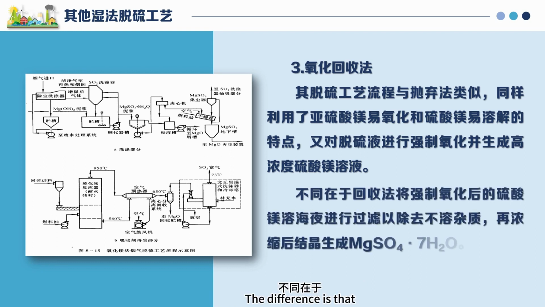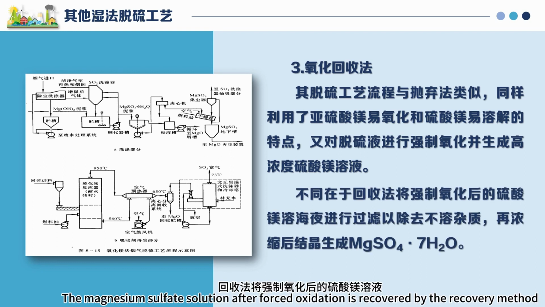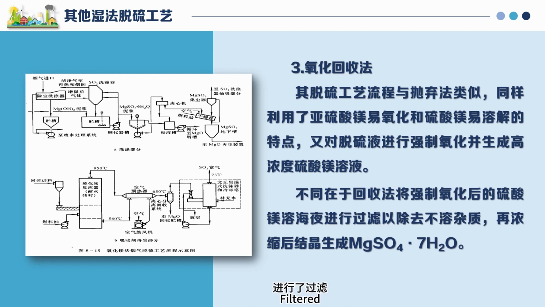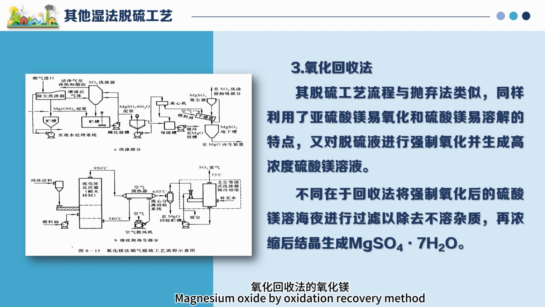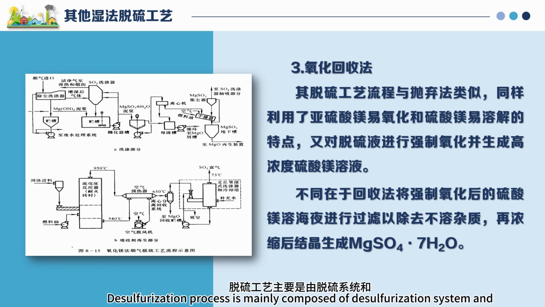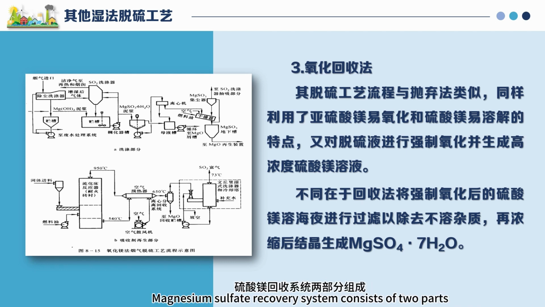The difference is that the magnesium sulfate solution after forced oxidation is recovered and filtered to remove insoluble impurities. Subsequent to concentration, crystalline magnesium sulfate product is formed by crystallization. The desulfurization process of the magnesium oxide oxidation recovery method is mainly composed of two parts: the desulfurization system and the magnesium sulfate recovery system.